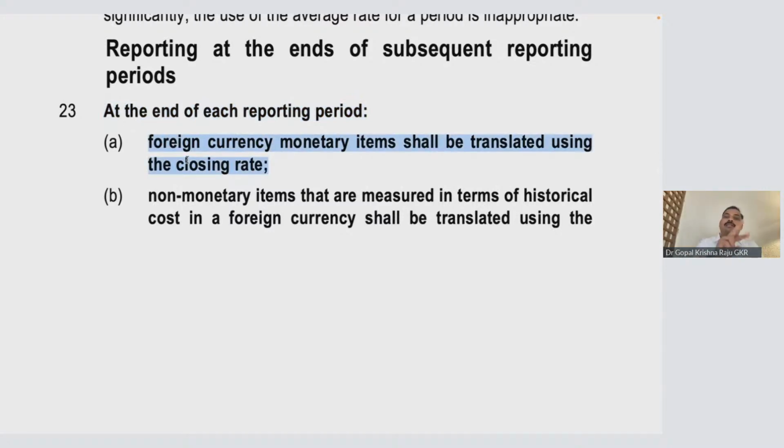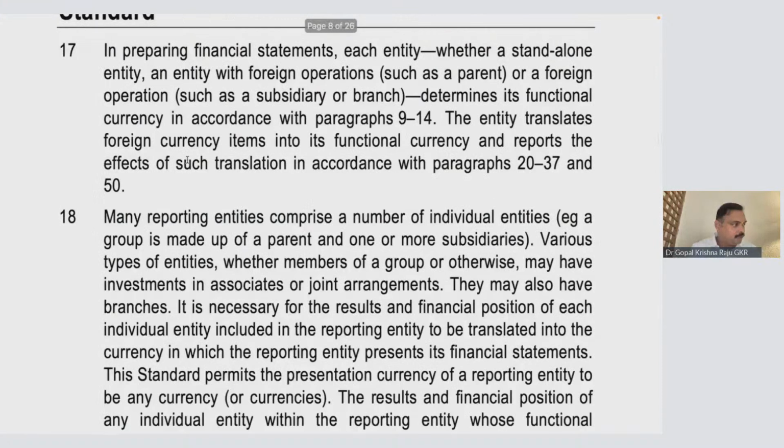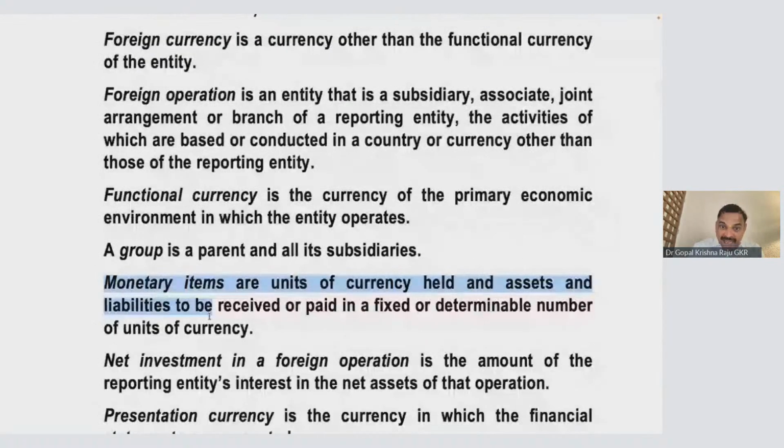Now what is a monetary item, and a non-monetary item? Receivable, for example. This has also been defined. Look at the definition of monetary item. Monetary items are units of currency held, and assets and liabilities to be received or paid in a fixed or determinable amount of money. Receivable is money. So, in simple terms, all current assets are monetary items and all current liabilities are monetary items.